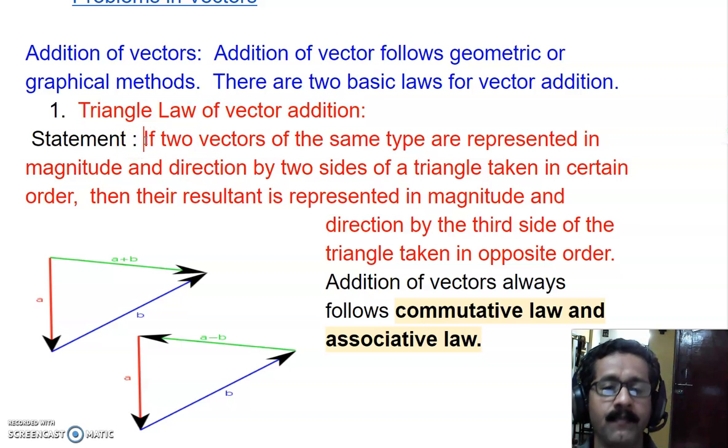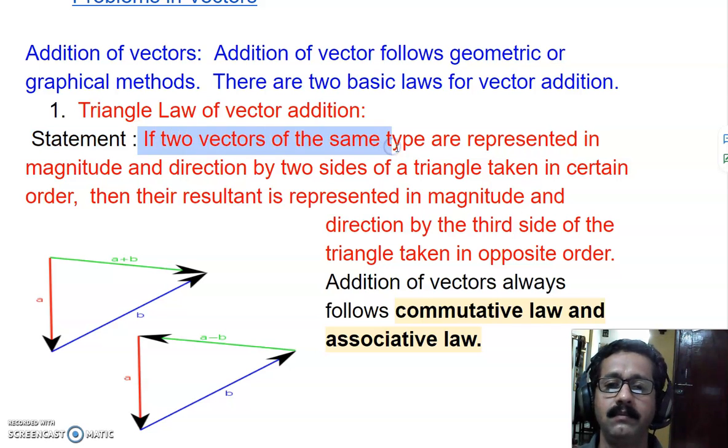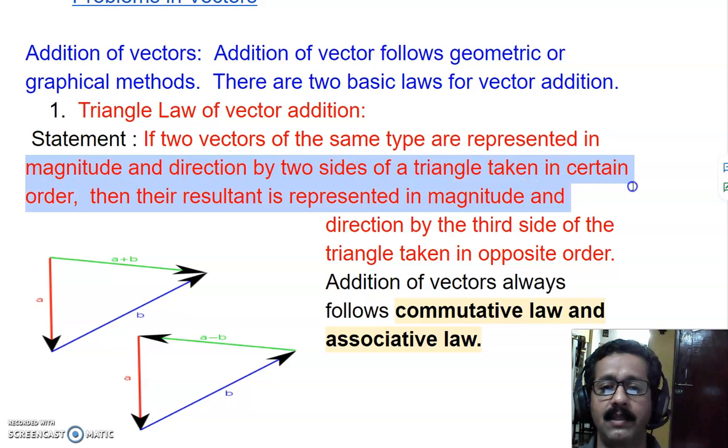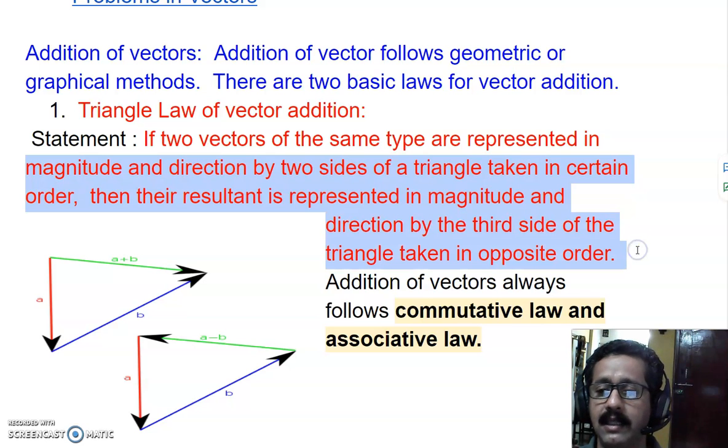for vector addition. Now let's see first of all what the statement of this triangle law of vector addition is. It tells you that if you have two vectors of the same type which are represented in magnitude and direction by two sides of a triangle taken in certain order, then their resultant is represented in magnitude and direction by the third side of the triangle but taken in the opposite order. So this is what the law states.